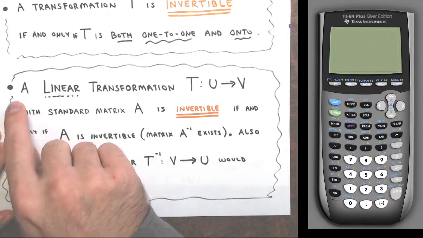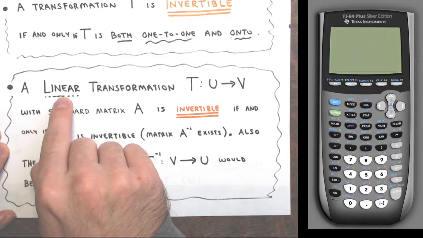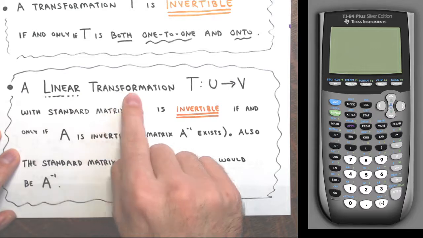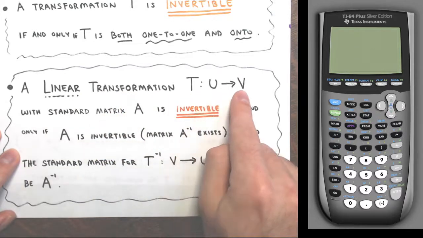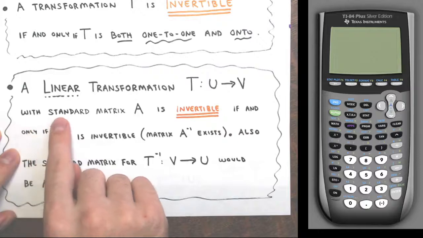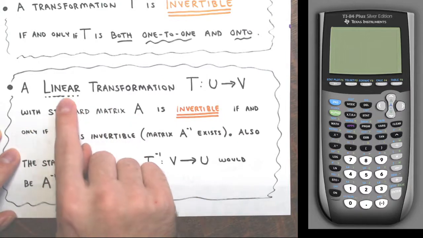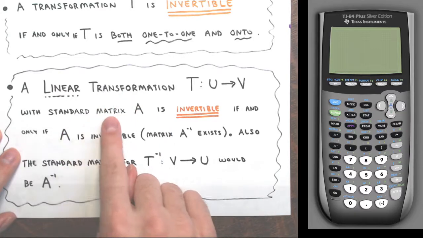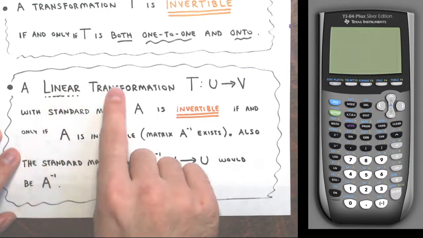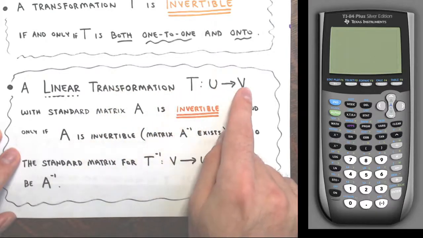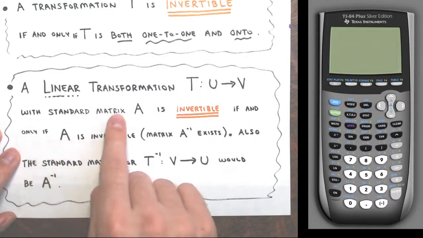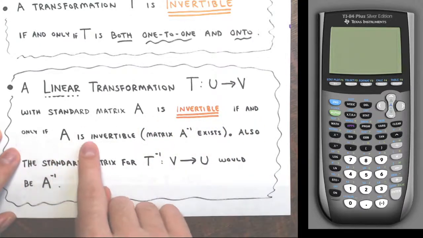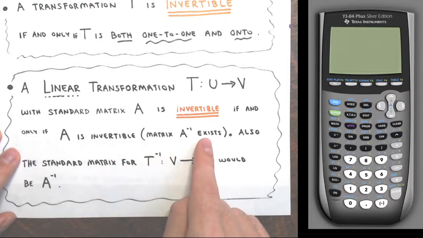My next point is about just linear transformations. Say T is a linear transformation from vector space U to V with standard matrix A. The reason I talk about only linear transformations is that they have an associated standard matrix. A linear transformation T from U to V with standard matrix A is invertible if and only if A is invertible, meaning the matrix A inverse exists.